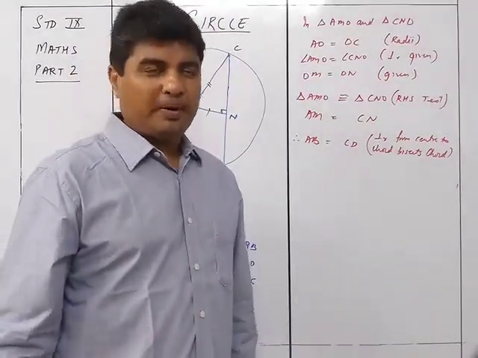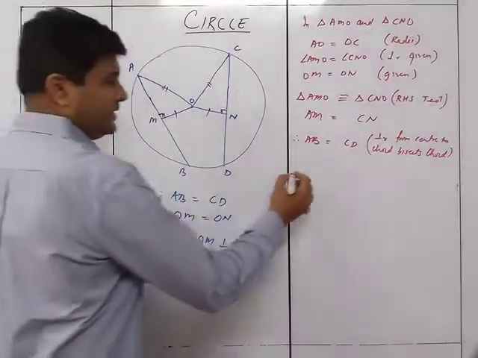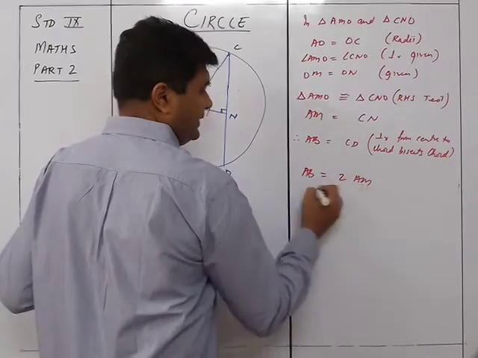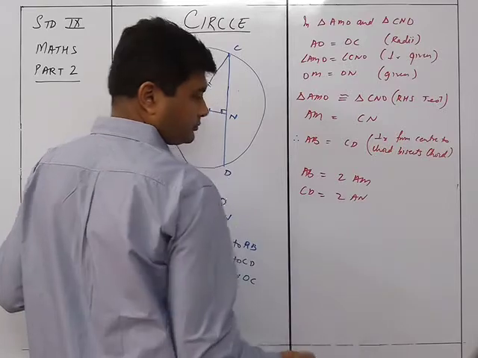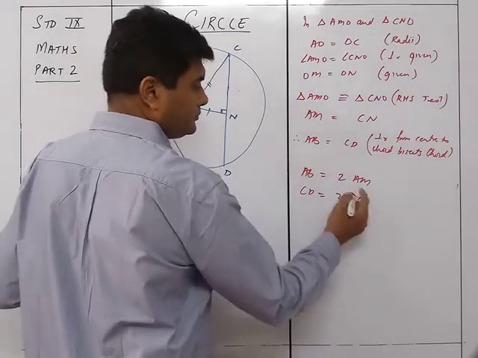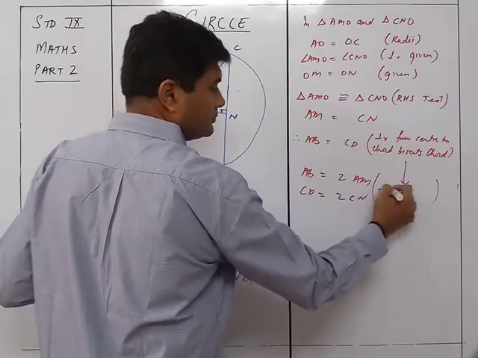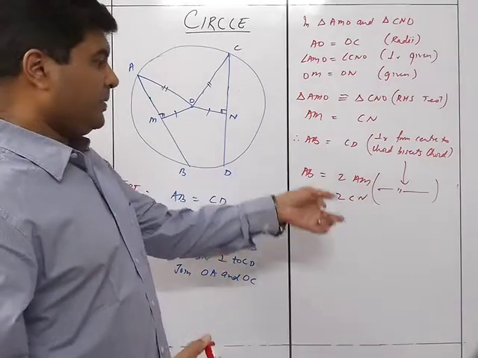But if you want, you can elaborate it as they have given in the textbook. That is, AB is equal to twice AM and CD is equal to twice CN, because of this reason. And then you can just say that AB is equal to CD.